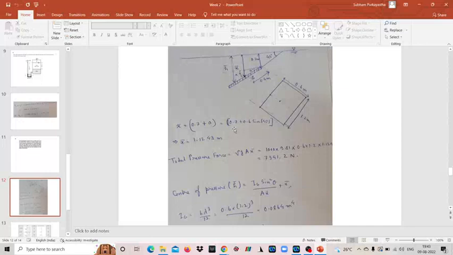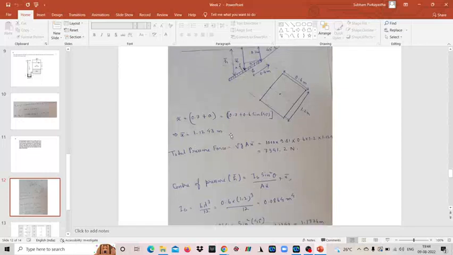Now what is a? If you apply simple trigonometry here, a will be 0.6 times sine 45 degree. So basically the value of x dash is 1.1243 meter.